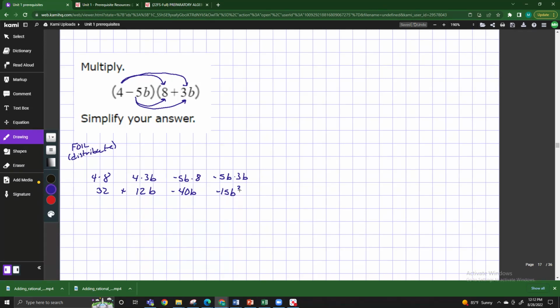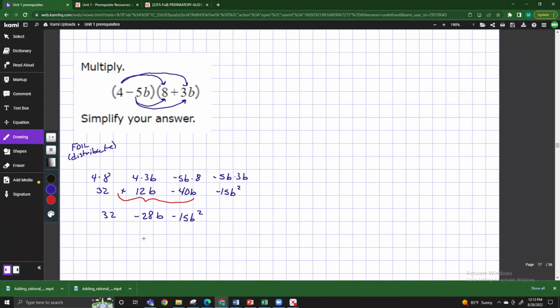Now, order is not going to really matter, but we have to combine the like terms. And then we can think of standard notation, which means we want the exponents counting down, but we'll talk about that in a second. So the difference between 12 and 40 is 28. It was 40 minus 12, and the 40 is the negative, so I keep the negative. Minus 15b squared, and then we have the 32 hanging out in front.